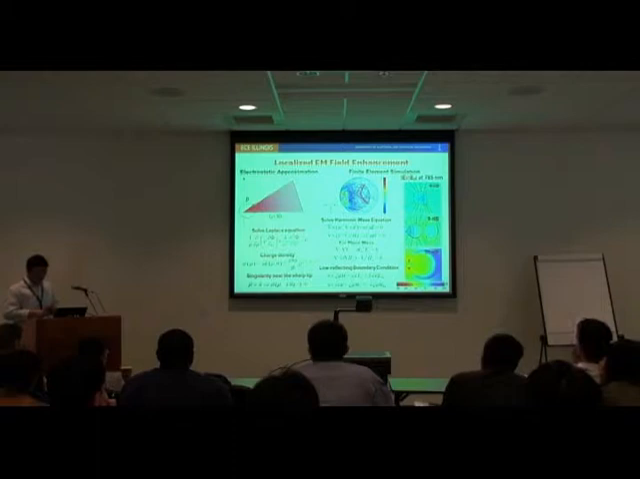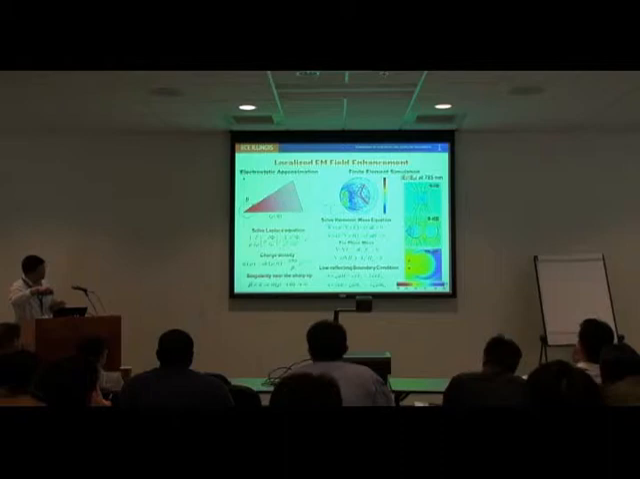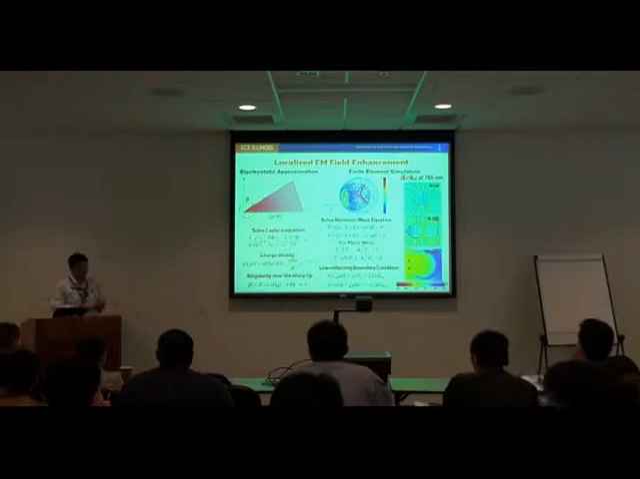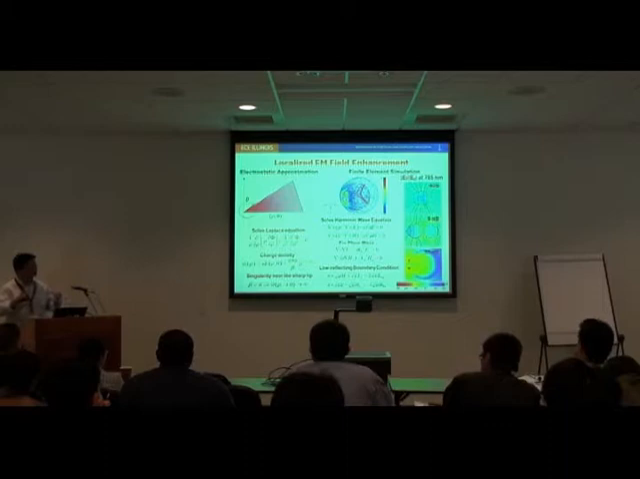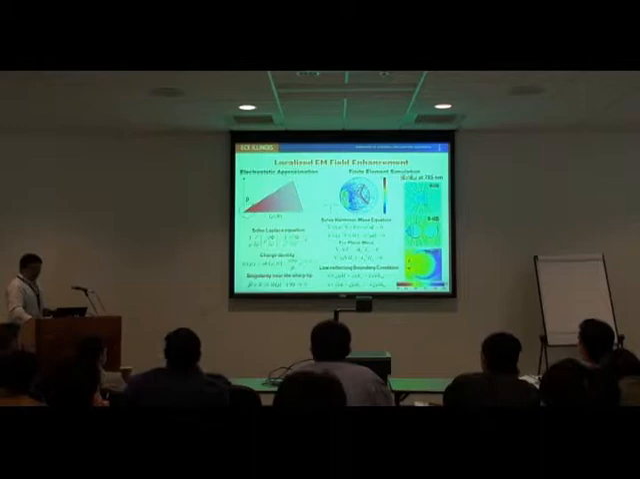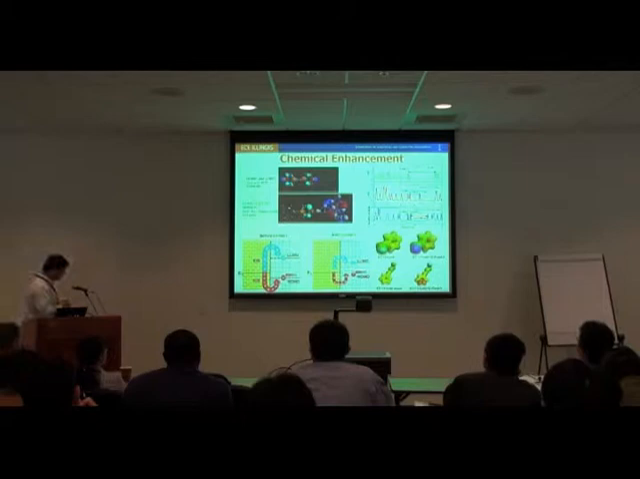So if we create some sharp points in this nano system, we can manipulate and accumulate the electrons near the sharp points and create a point with a very high electric field. At that particular point, if you have a molecule stuck to it, the molecule is subject to very high electric field excitation. Following that is the chemical enhancement mechanism. Here, I want to use only one slide talking about chemical enhancement.